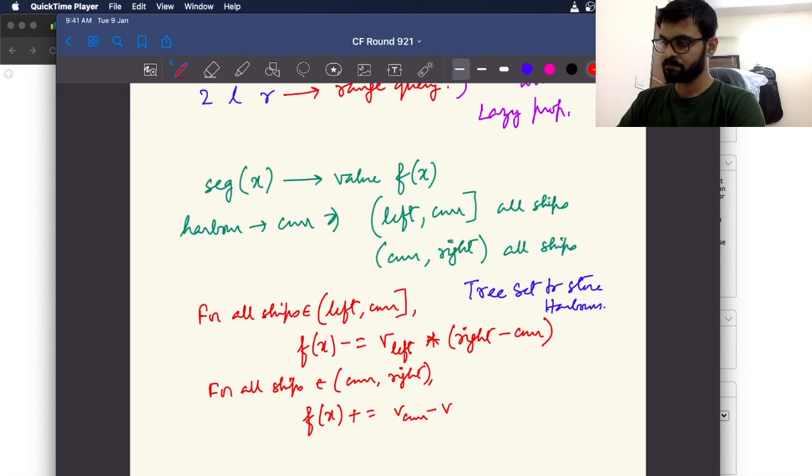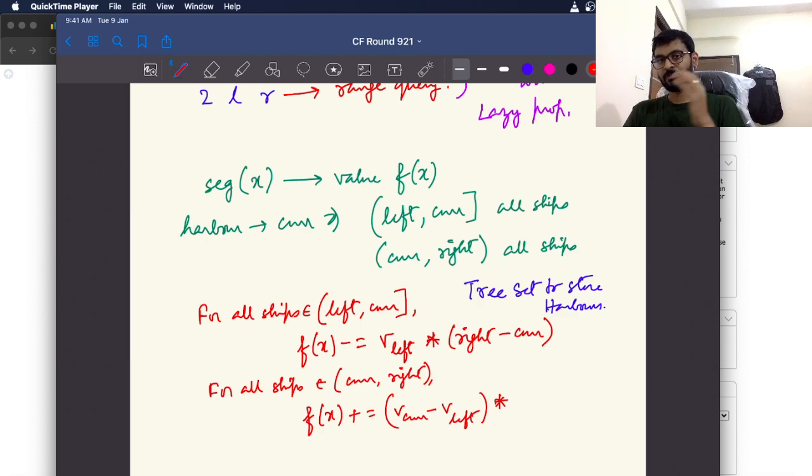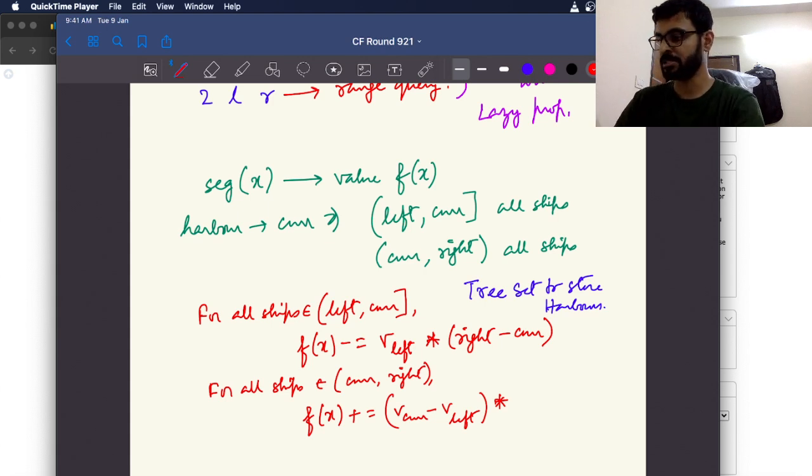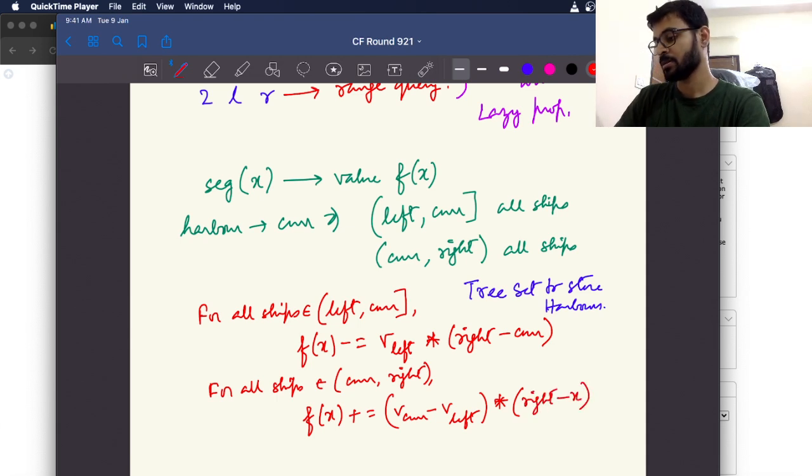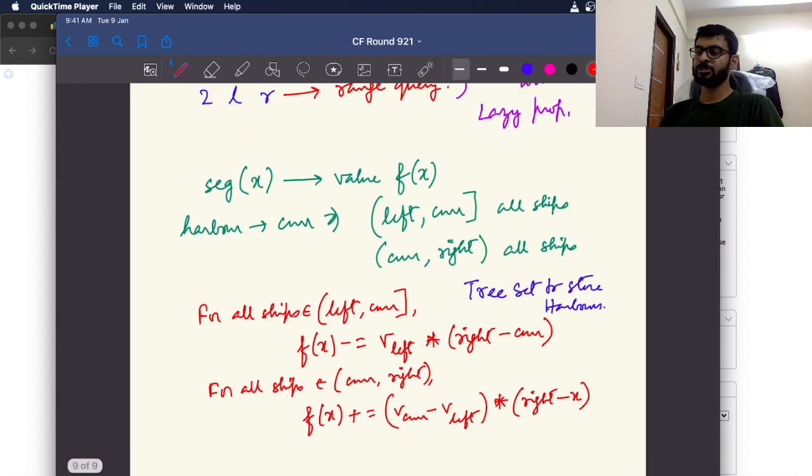So it's a multiplicative change, you can say, or you can do something like this. It's basically the value changes. So v car minus v left multiplied by v car, because that's a nearer one. So v car minus v left is basically the value, yeah. So this particular value multiplied by the existing distance, whatever is the distance. And the distance is tricky. The distance is going to be right minus x. So this is the change for every ship.